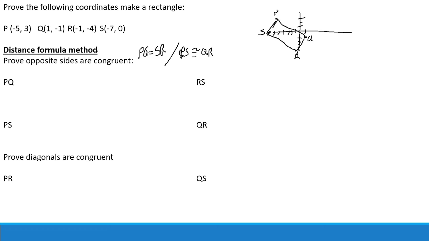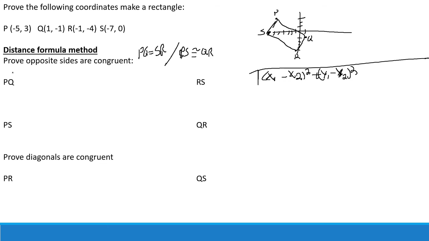So I'm going to use the distance formula to figure out how long each side is, and then see if they're congruent. If you don't remember, the distance formula goes like this. It's x1 minus x2 squared plus y1 minus y2 squared, all square rooted. So it's kind of a long formula, but not too bad. It's kind of like the slope formula. That's where it's come from.